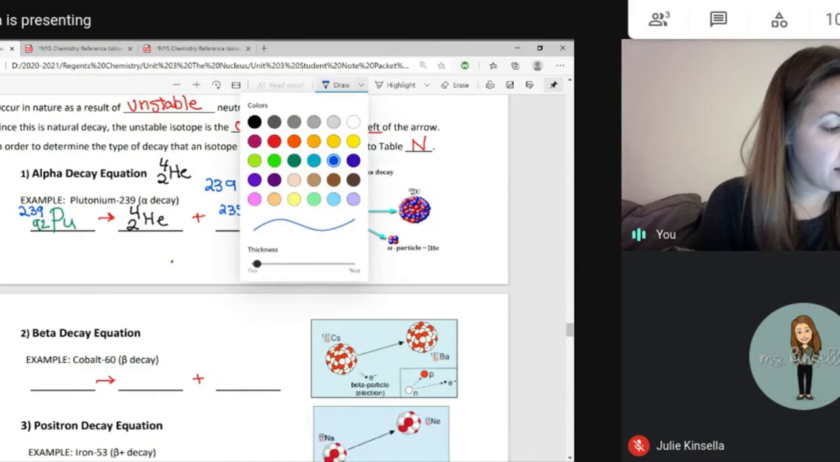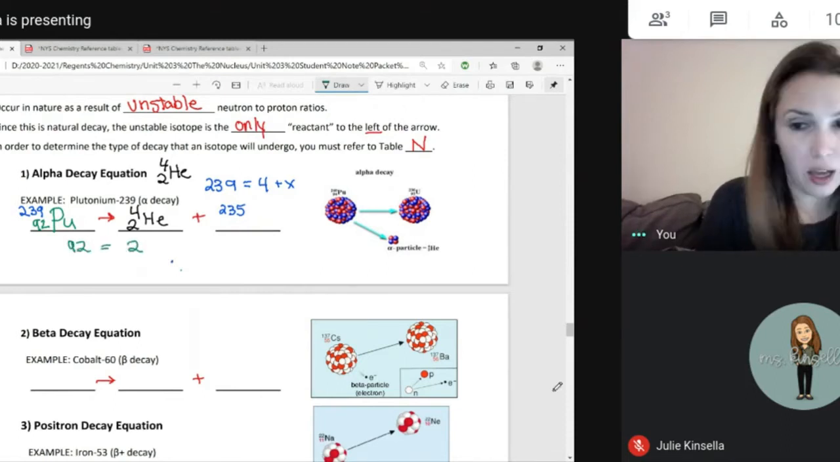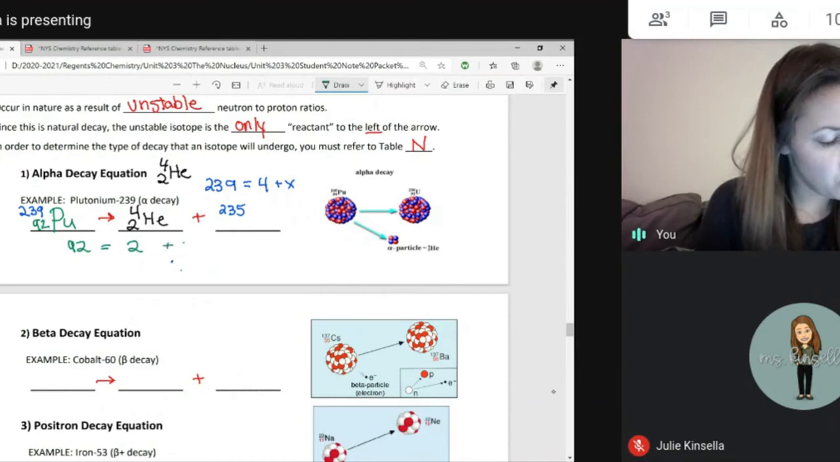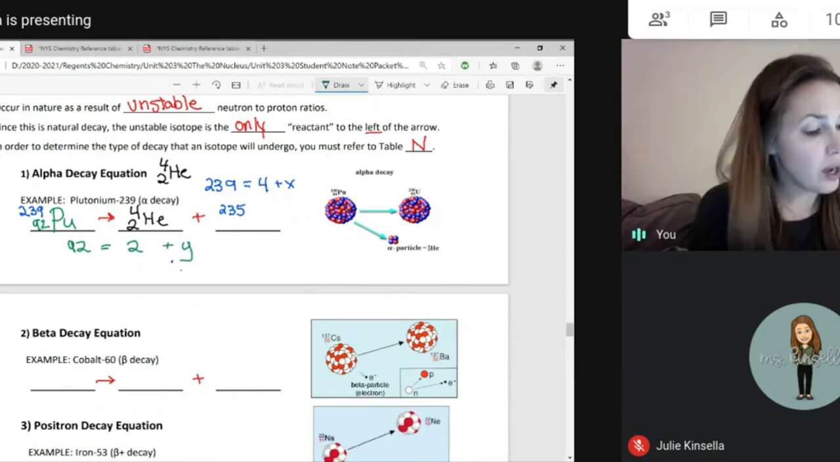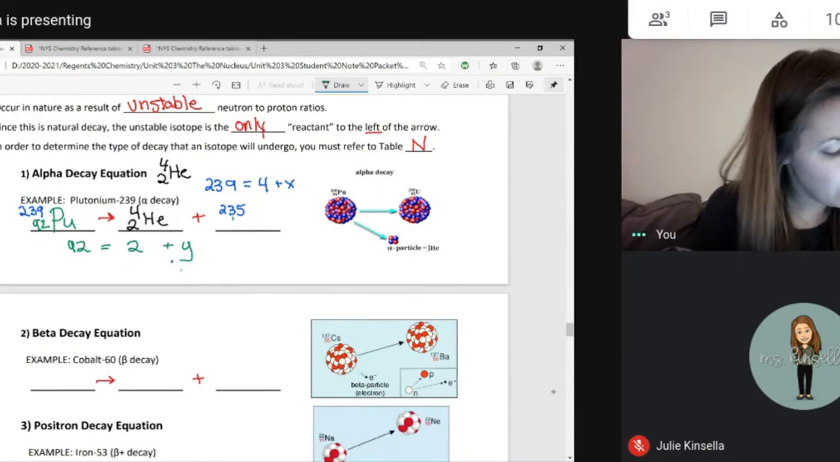Okay, then I'm going to do the bottom number. So in this case, I have 92 over here. The arrow is my equal. I have 2 from the alpha particle, plus I'm just going to use y just to change the variable. So I know this bottom number has to equal y in this equation. So 92 minus 2 is going to give me 90.